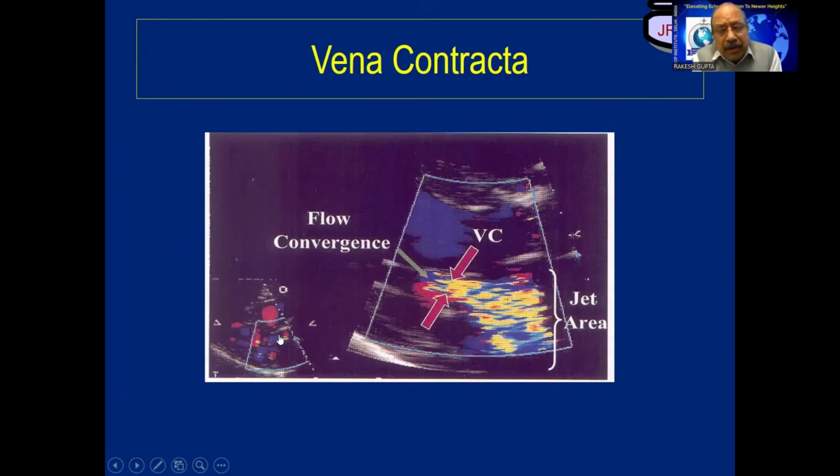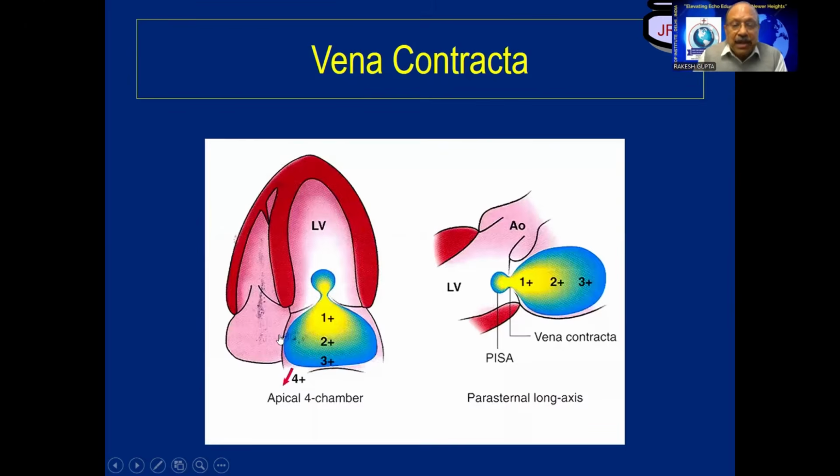Third important point is the vena contracta. If you really ask me, what are the parameters to look for the severity of MR, one is vena contracta. And remember, this is perpendicular. We are in the parasternal long axis view. Let me show a pictorial diagram. We are not measuring in the four-chamber view. We are measuring in the parasternal long axis view. So we are virtually perpendicular.